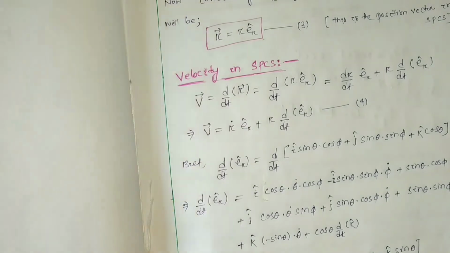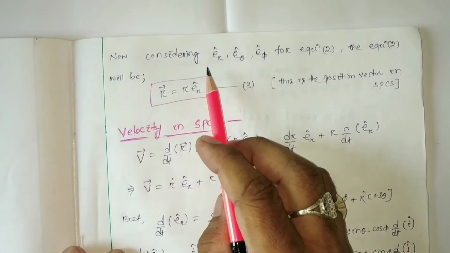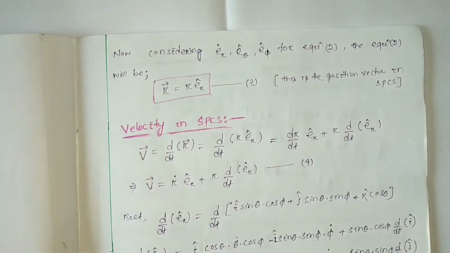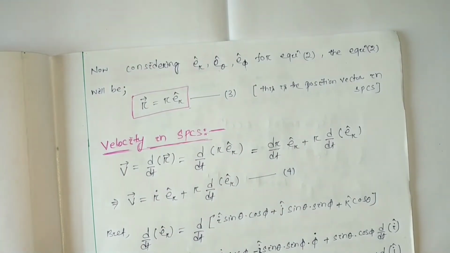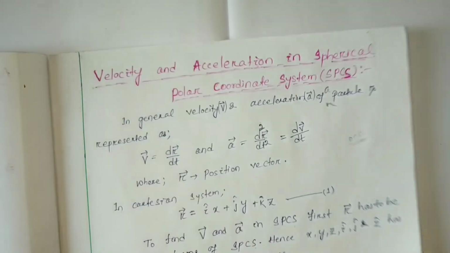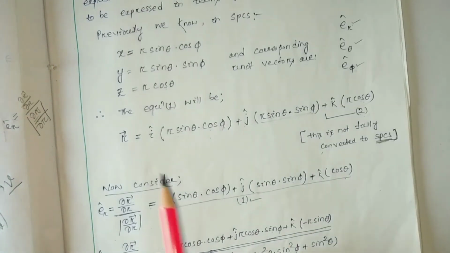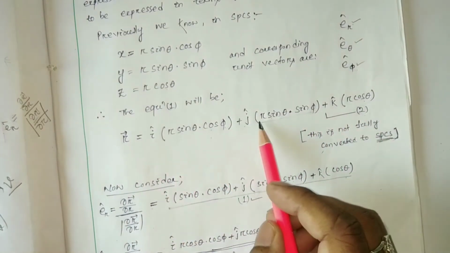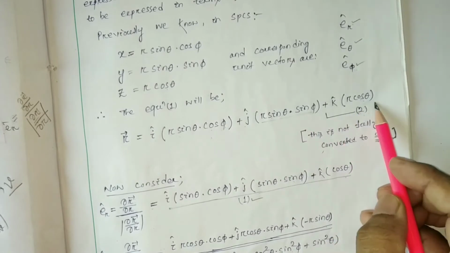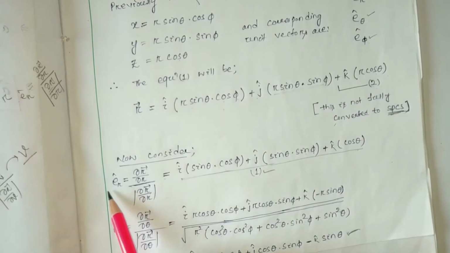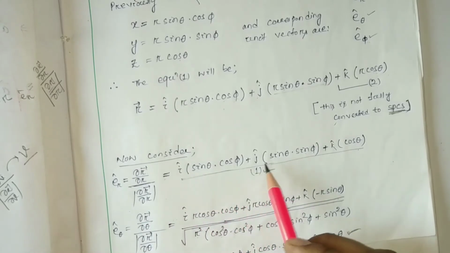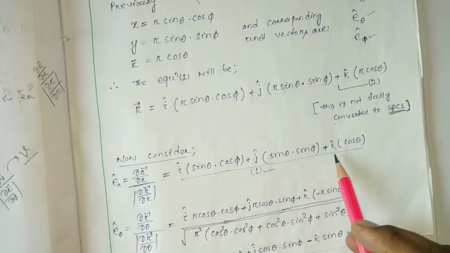Okay, now consider e r cap, e theta cap, e phi cap. Equation number 2 is this one: i cap r sin theta cos phi, j cap r sin theta sin phi, k cap r cos theta. Here you can see e r cap is nothing but i cap sin theta cos phi, j cap sin theta sin phi, k cap cos theta.